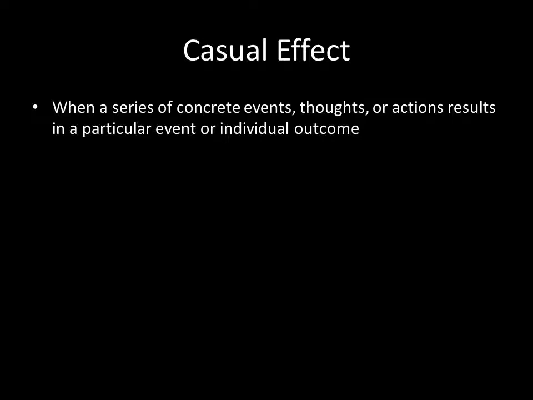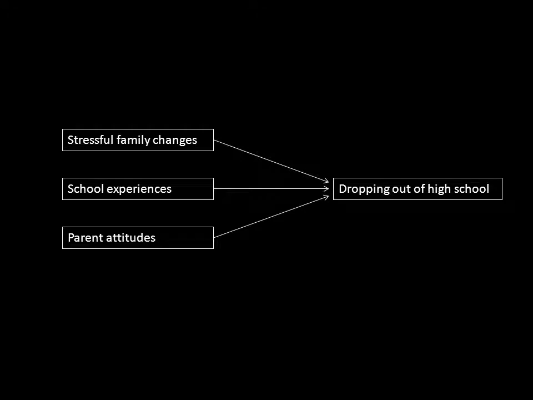One of the principal goals of explanatory research is to identify causal effects, and that is where a series of concrete events, thoughts, or actions results in a particular event or individual outcome. To give you a more concrete example, a lot of sociologists who study education are interested in trying to understand why students drop out of high school. Existing research suggests that some of the factors that predict dropping out of high school include stressful family changes, things like divorce, financial stress, things that kids experience in school, their test scores, their relationships with teachers, and also the parents' attitudes towards education and schooling. These also influence the likelihood that a child might drop out of high school.